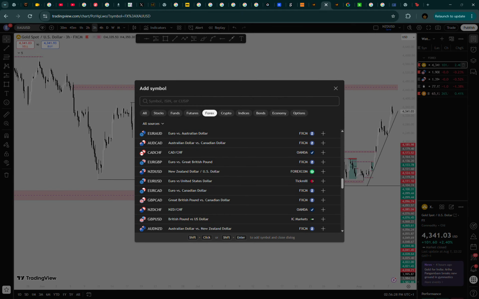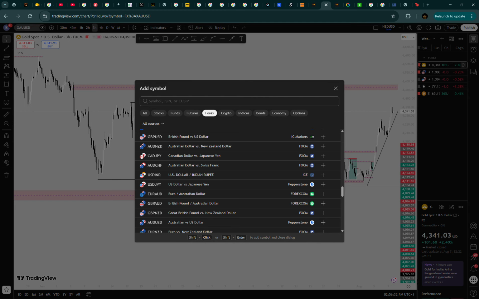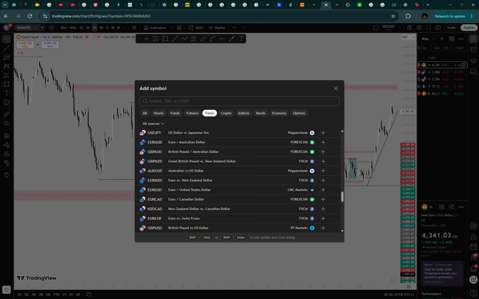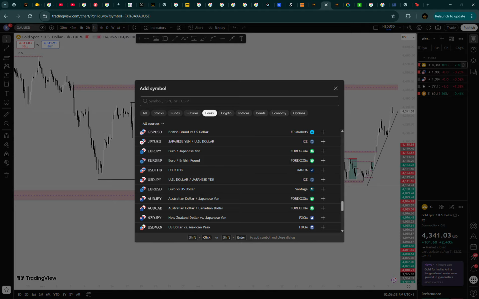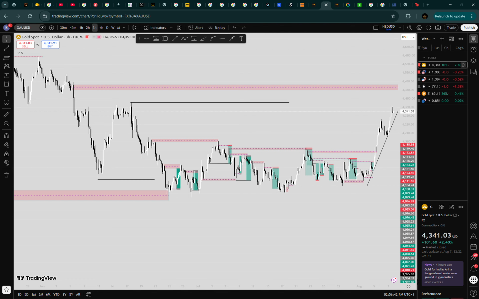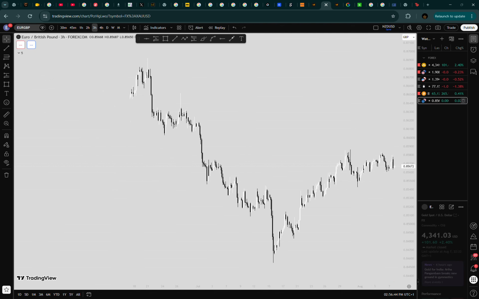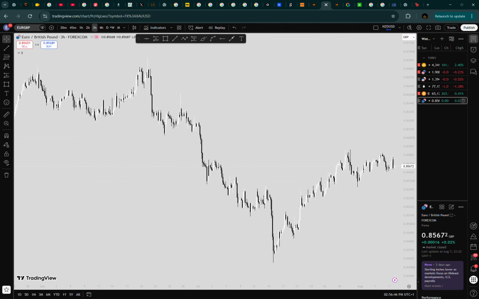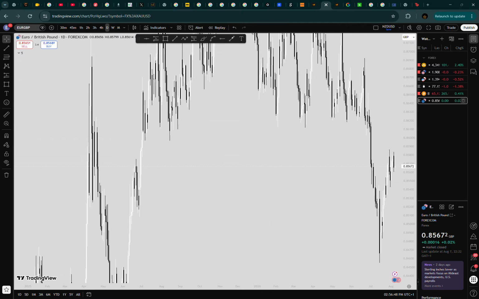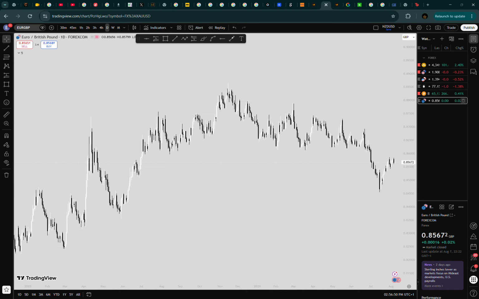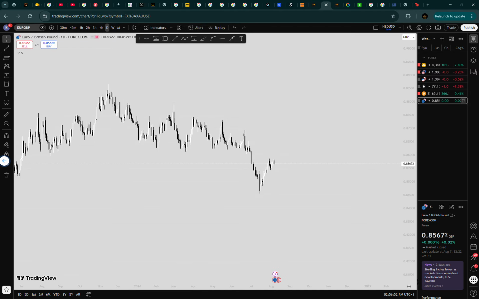I'll be making use of a random pair that I don't trade. So let's go for Euro GBP because I don't trade it. So now I break it down to you. First of all, we'll be talking about directional bias. We'll be talking about structure.